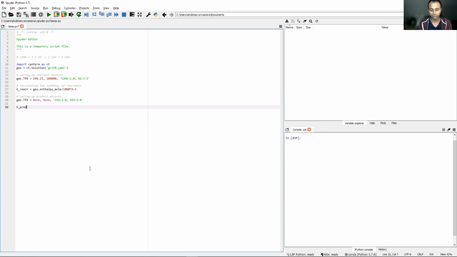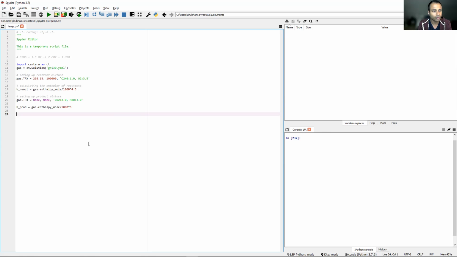Now, similarly, we will do the same thing here as well. So H of product equals gas.enthalpy_mole. Again, we will divide this by 1000 to convert it into moles from kilomoles, and then multiply it by the total number of moles present, which is 5 in this case. So we'll say 5, right? And so this is the enthalpy of products. Now, so this is product and reactant enthalpy. Now we will just subtract them and find the enthalpy of reaction.